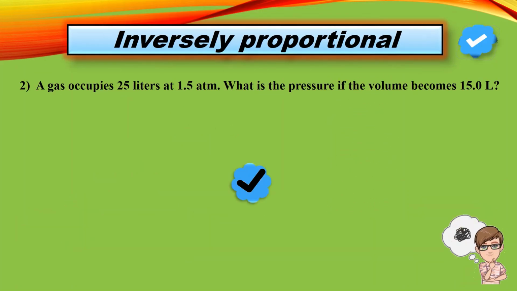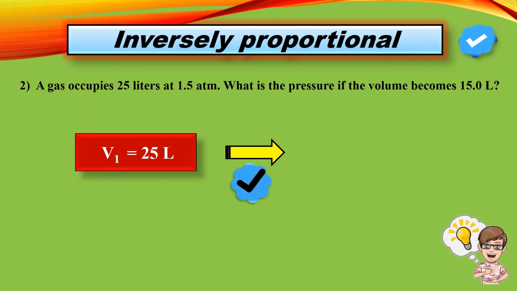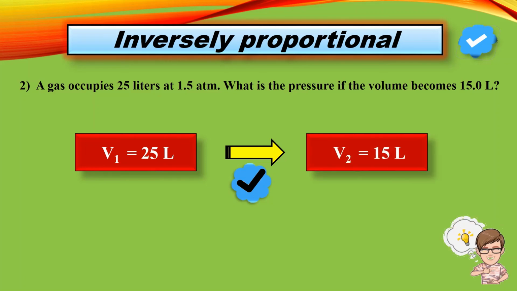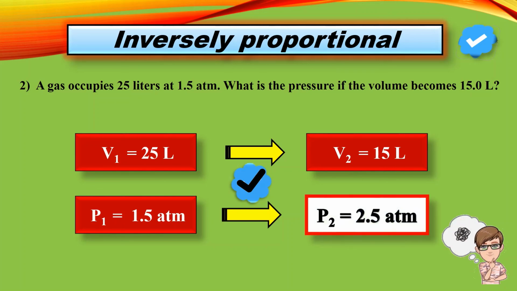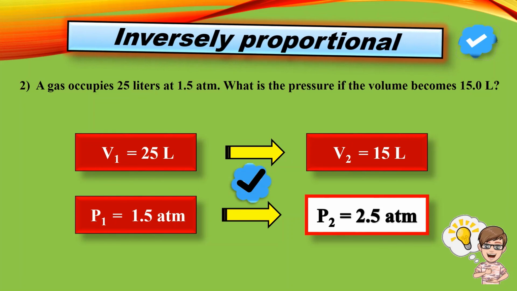In sample problem number 2, the amount of volume was decreased. Thus, the amount of pressure should be increased, which is 2.5 atm. So they are inversely proportional.